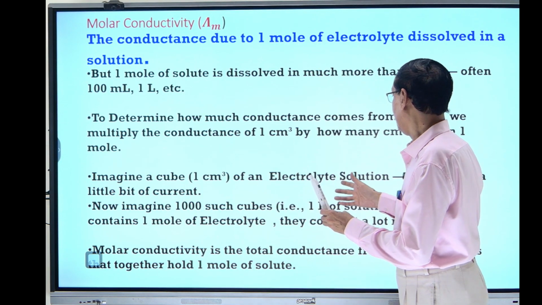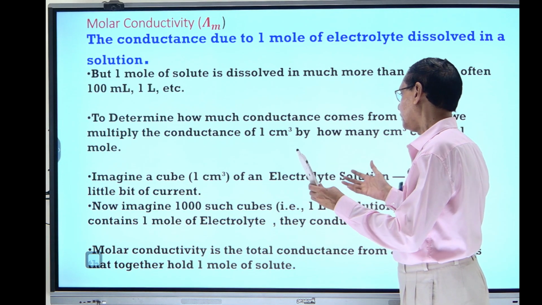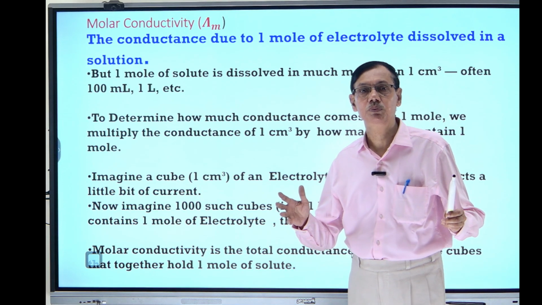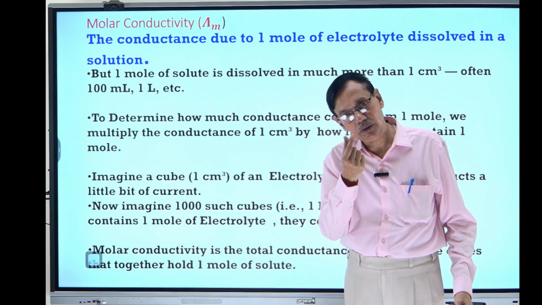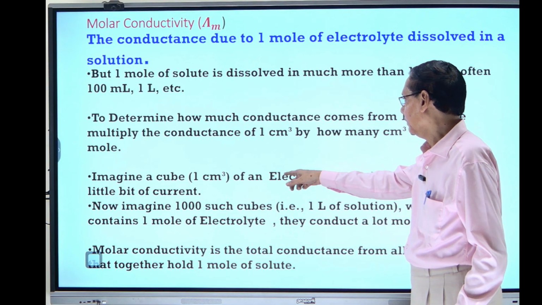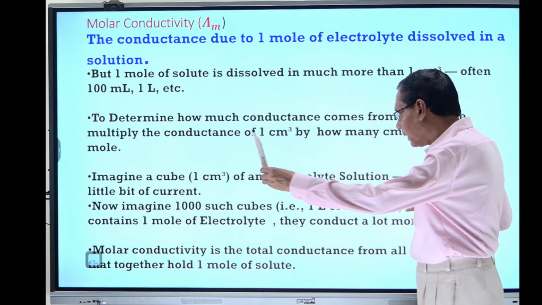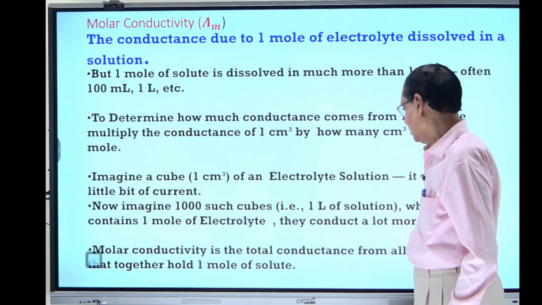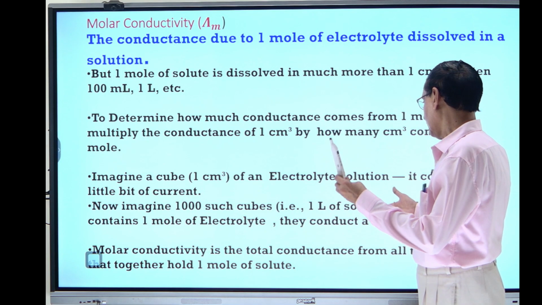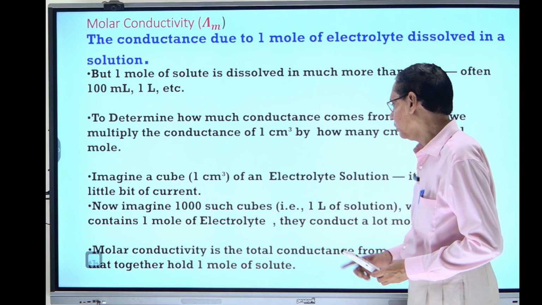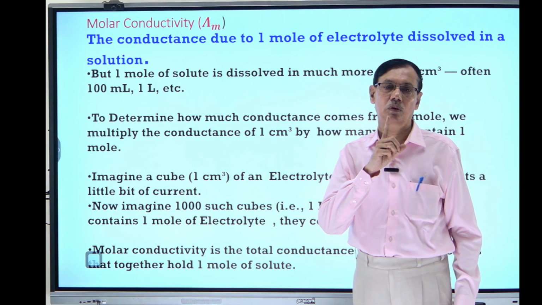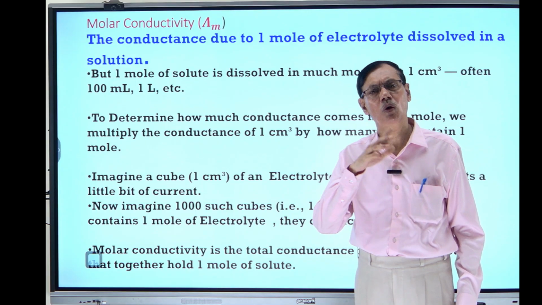और आप कल्पना करिए कि हम लोगों ने उसको 1000 such क्यूब्स ले लिया. तो quite natural है कि जो 1 सेंटीमीटर क्यूब का कंडक्टेंस होगा, और 1000 अगर हम क्यूब ले लेंगे, so that is the total conductance from all those cubes that together hold 1 mole of solute or 1 gram equivalent of the solute or electrolyte.